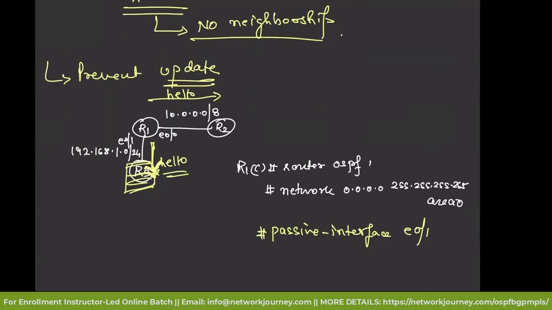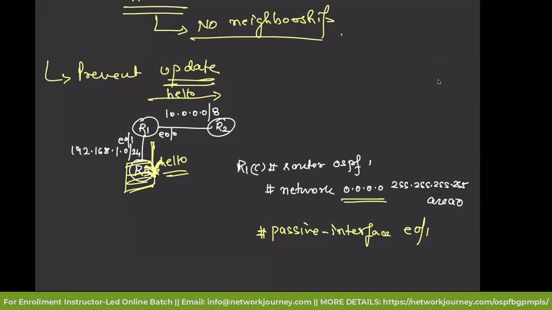Sir, I just want to ask one thing. In case we give the network command like 0.0.0.0, we are going to check this tomorrow, but out of curiosity I'm asking, is it still going to advertise OSPF on all the interfaces? What do you think? Yes, this is definitely going to advertise. If you give the network command as 0.0.0.0, definitely it's going to advertise on every interface.